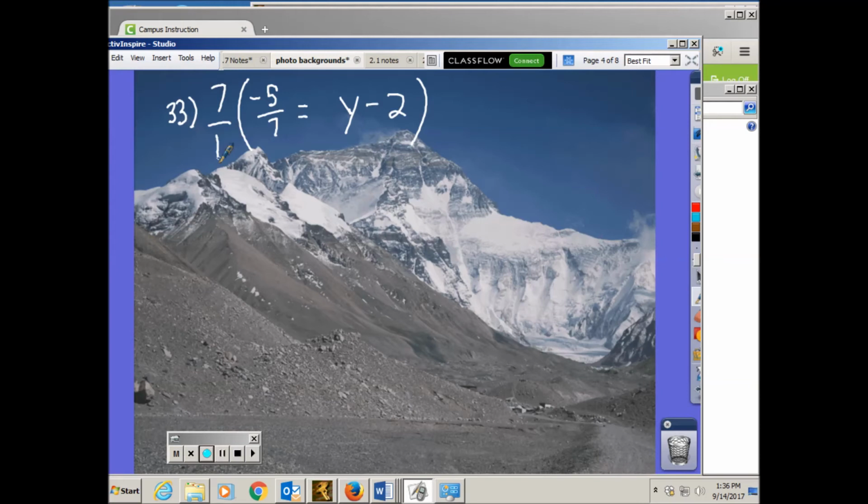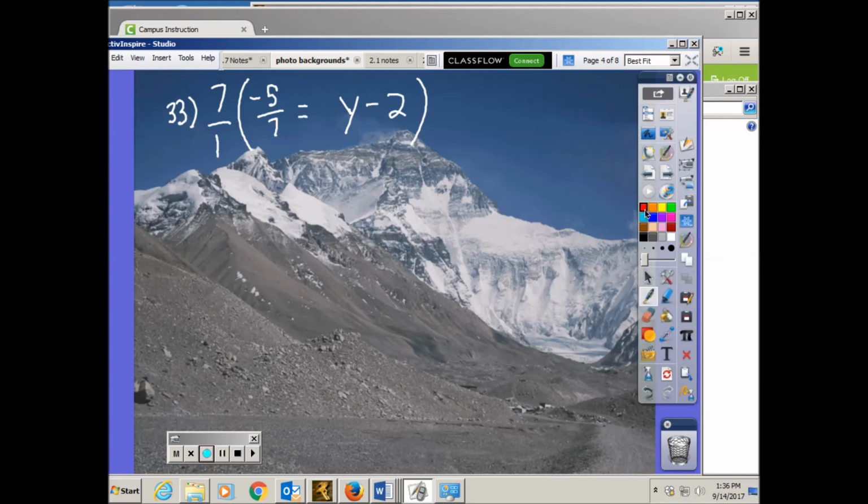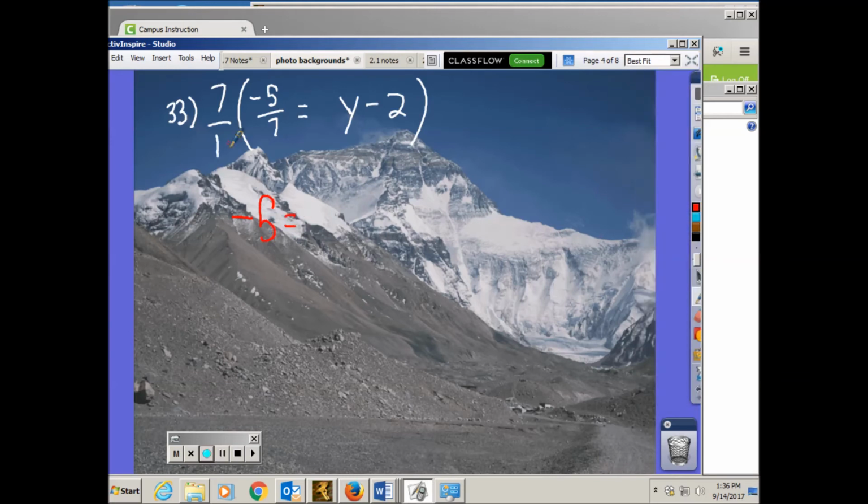So 7 times negative 5 is negative 35, divided by 7 is negative 5. 7 times y is 7y. 7 times negative 2 is negative 14. What do I do next? You add 14 to each side. You don't want to add 5 to both sides because you end up with 0 over here. You add 14.